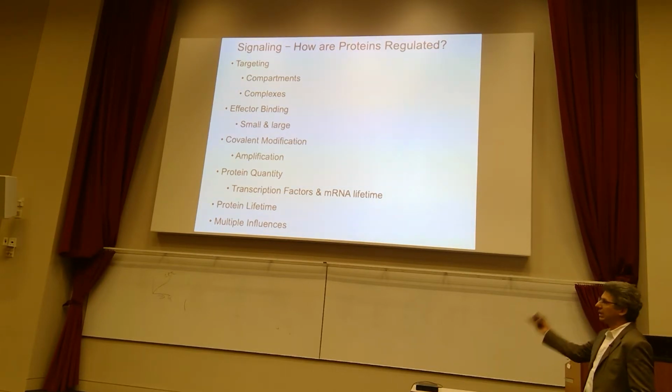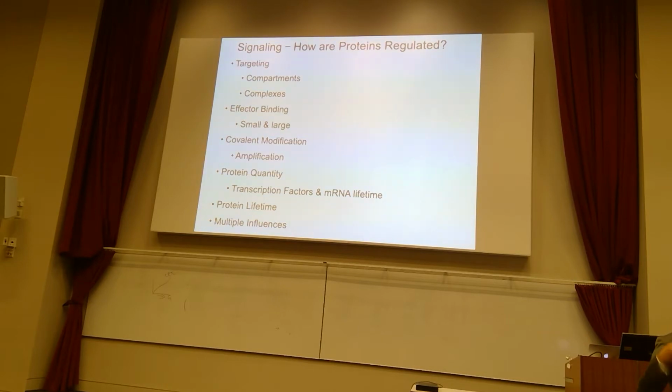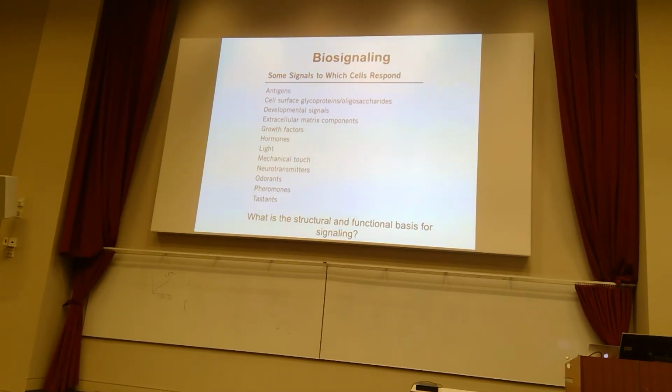We can decrease protein concentration by targeting proteins for destruction by the proteasome, and obviously all of these effects can be brought to bear at the same time to determine what kinds of proteins are active in the cell at any point in time. So signals can be provided from the exterior of the cell, and they can be used to control these events inside of the cell. And here are some of the signals that cells need to respond to.